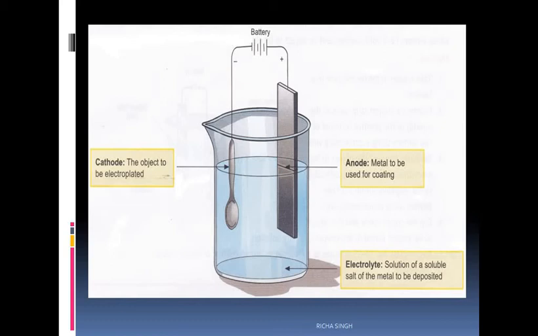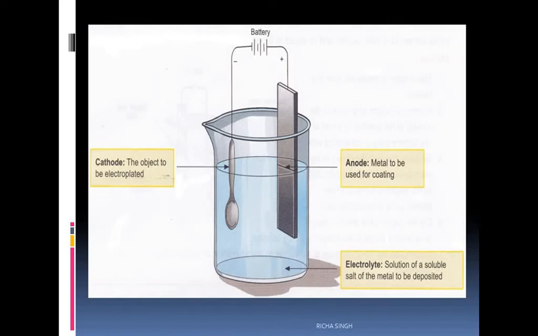We take the anode. I hope you all remember the anode. The anode is the electrode which is connected to the positive terminal of the battery. The anode is the metal to be used for coating, and the cathode is the object to be electroplated. Suppose I have to electroplate this spoon, so it has to be attached to the cathode. If I want a copper coating on this iron spoon, then I will use the iron spoon as the cathode, and copper will be connected to the anode.